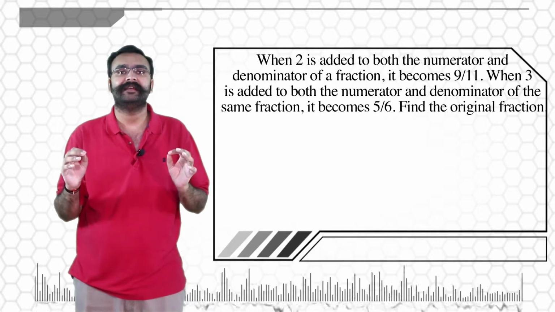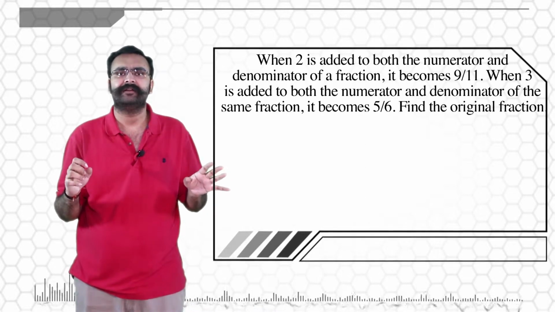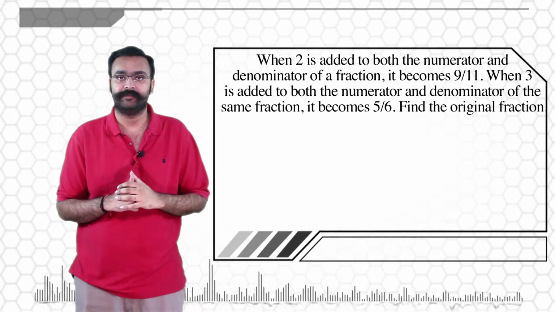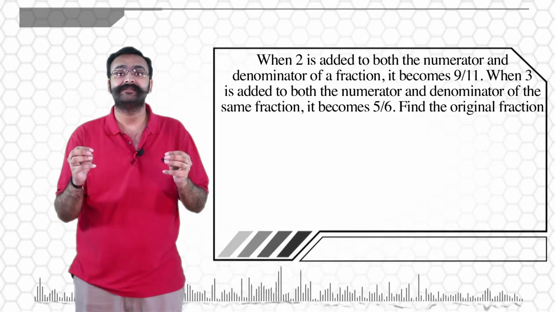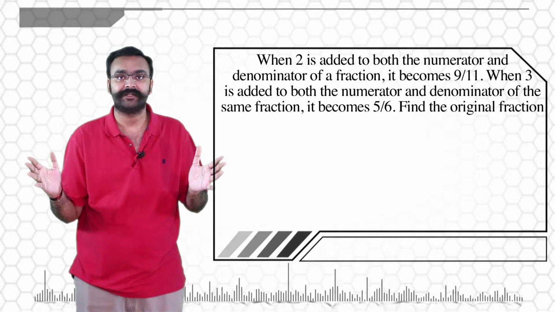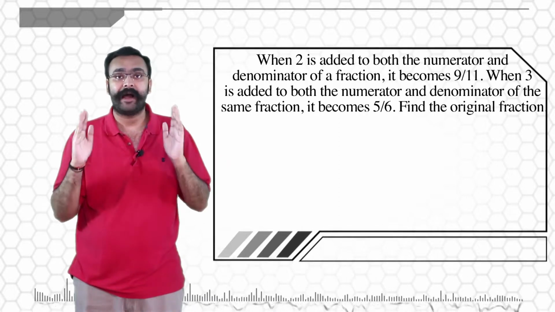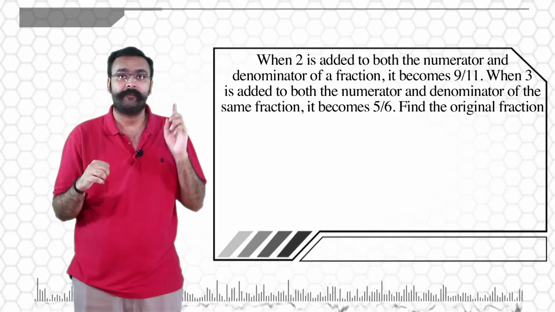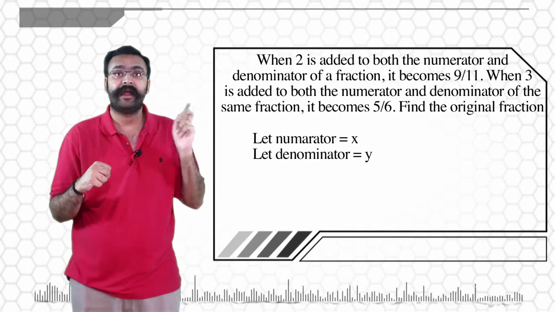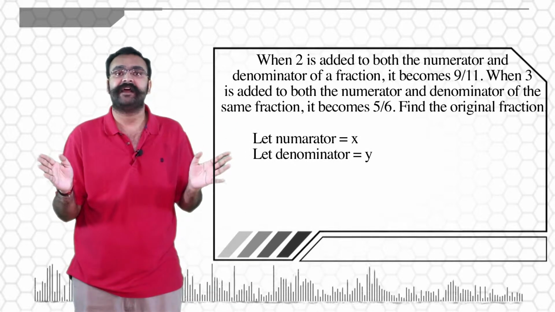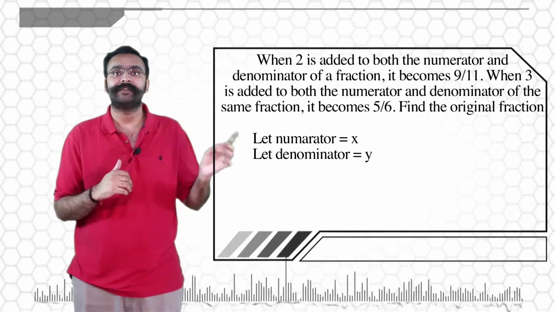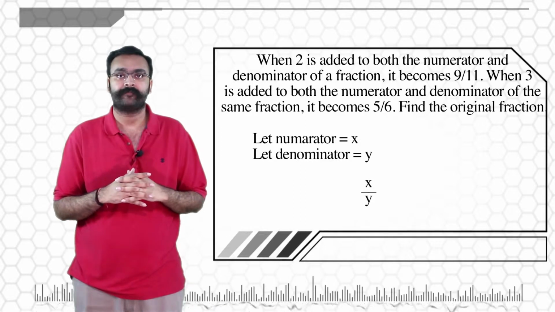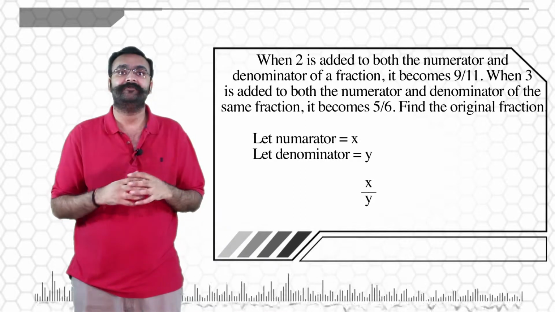Now, one key thing in linear equations or any chapter that involves variables, the first and most critical step is identifying your variables. Here, the hint is, what is the question? The original fraction. So I'm going to take the numerator to be x and the denominator to be y, because every fraction has a numerator and denominator. So that means my original fraction was x upon y, as we can see here.